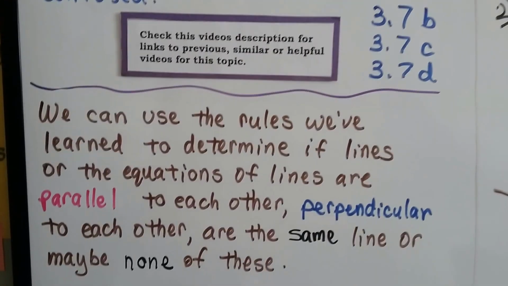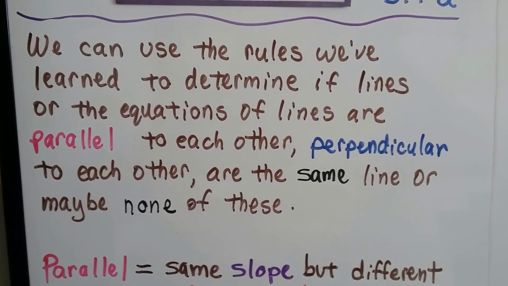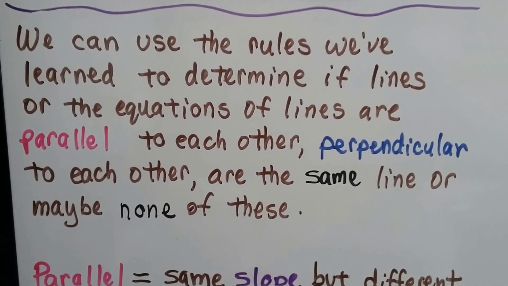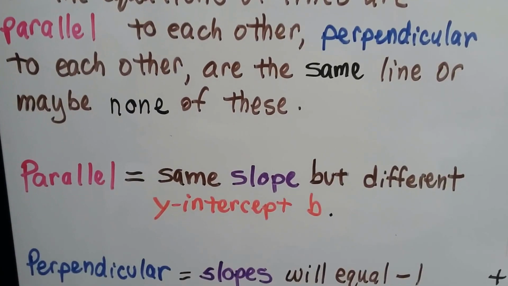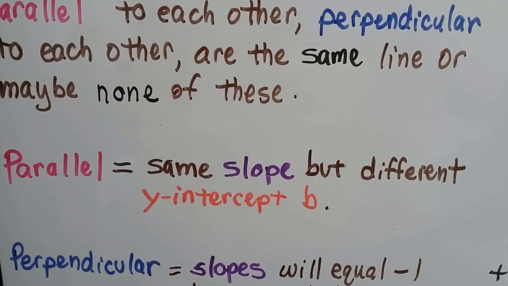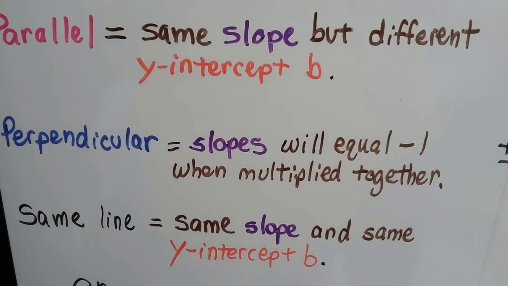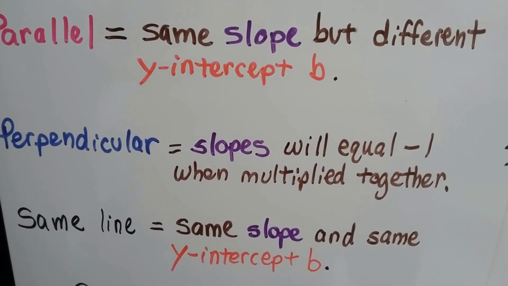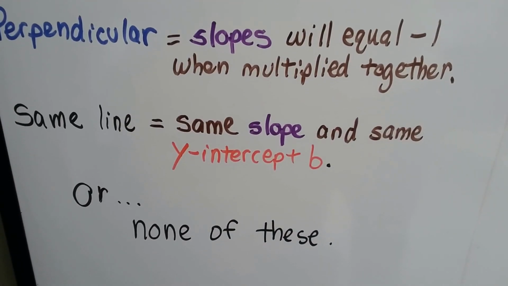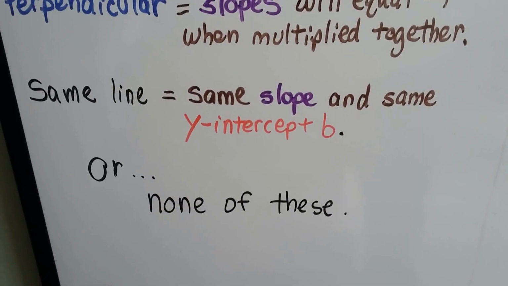We can use the rules we've learned to determine if lines or the equations of lines are parallel to each other, perpendicular to each other, are the same line, or maybe none of these. Parallel lines are going to have the same slope but different y-intercept b when they're in slope-intercept form. Perpendicular lines, the slopes are going to equal a -1 when we multiply them together. If it's the same line, it's going to have the same slope and same y-intercept b, or it might be none of these. It might be neither.